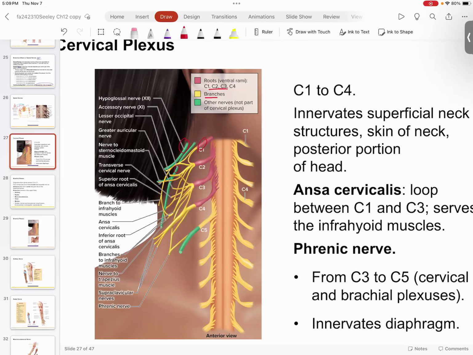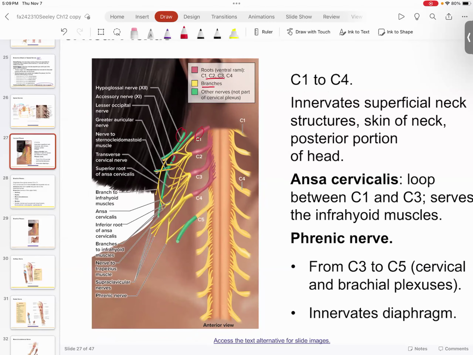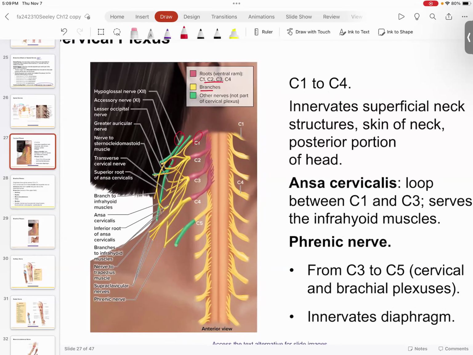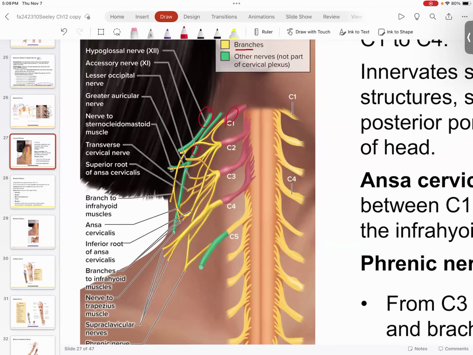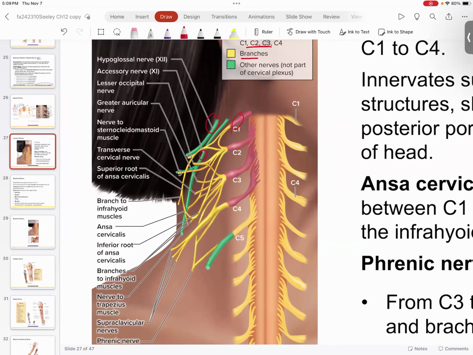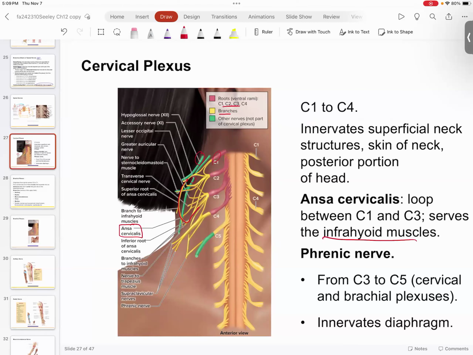Now, within the cervical plexus, there are a couple of interesting structures and one nerve that's worth knowing. The first interesting structure is what's called the ansa cervicalis. It's a loop that connects C1 and C3. You'll see the ansa cervicalis here. It starts as a branch off of C1, rotates around, and then reconnects to C3. What this is doing is innervating some of the infrahyoid muscles, the muscles below the hyoid.